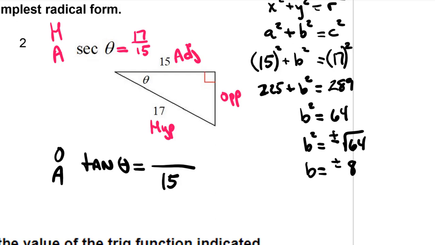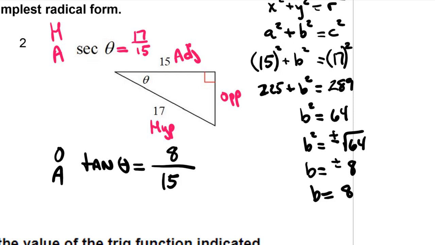One of them will work, and one of them will not work for this particular triangle. In this case, our b value is going to be positive 8. So my tangent ratio would be 8 over 15. Now, when would it be negative 8? I'm so glad you asked.